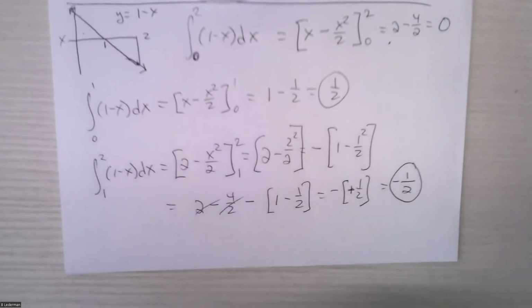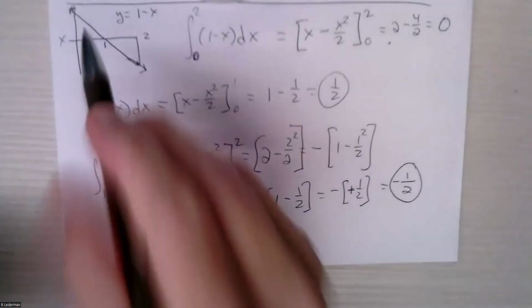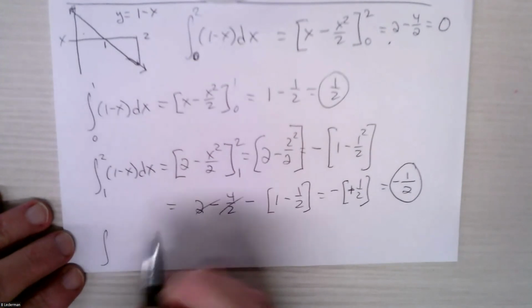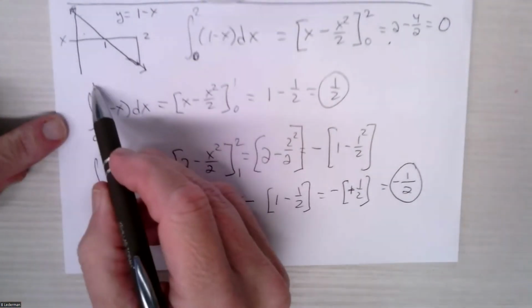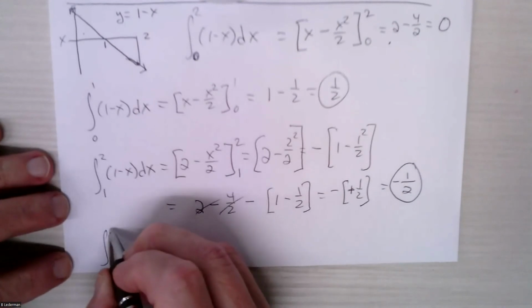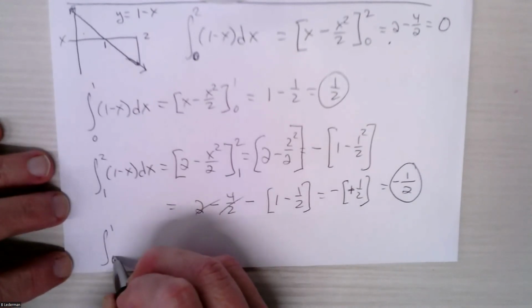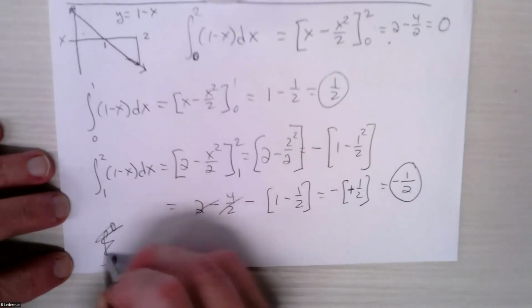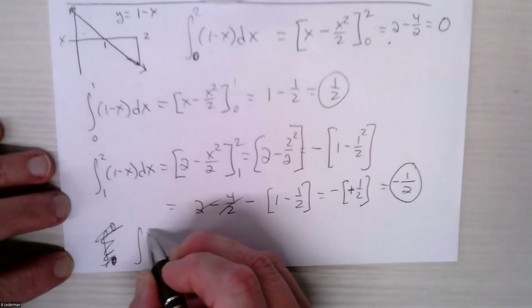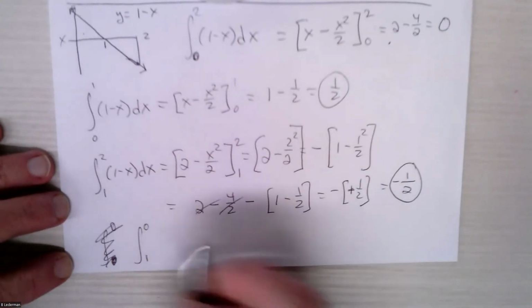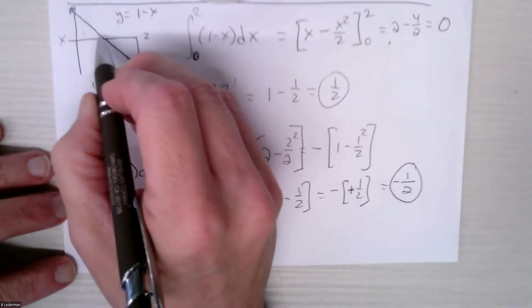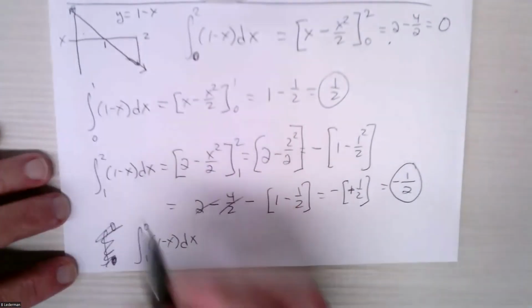Speaking of directed area, we mentioned what happens when you reverse the limits. Let's look at this first triangle, which is above the axis. If you switch the limits of integration, I put the 1 on the bottom and the 0 on top, of 1 minus x dx. So I'm looking at this same triangle, but going in the backwards, opposite direction.